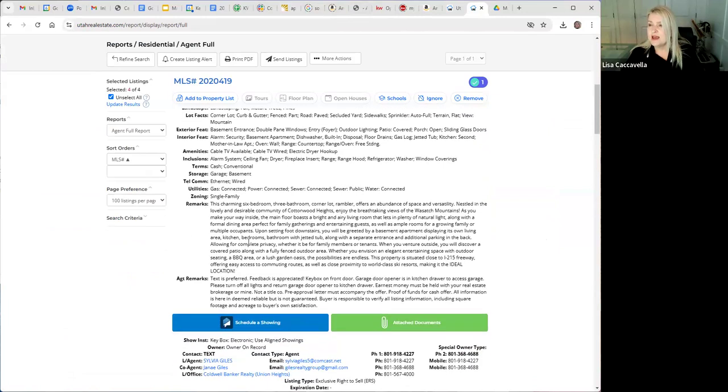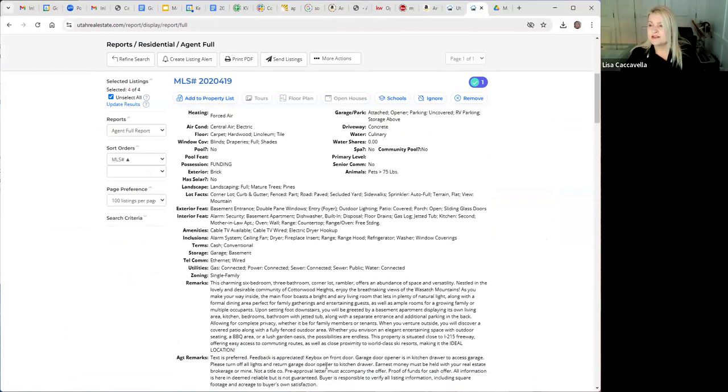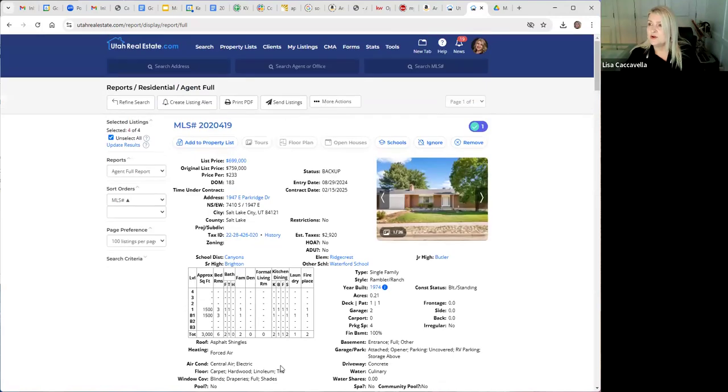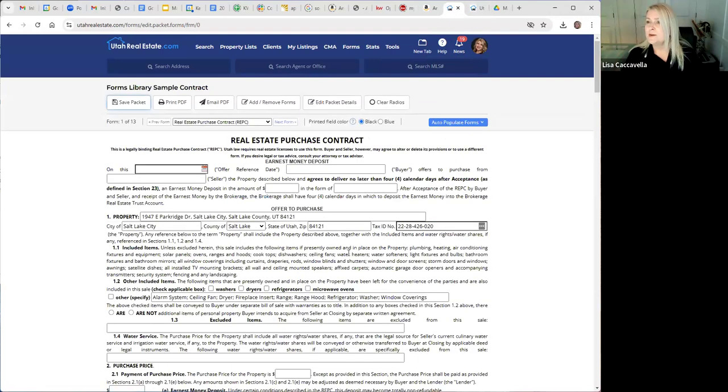Okay, and then you're going to look at the remarks and the agent remarks to see if there is anything special that they are putting in here. For instance, this one says earnest money must be held with your real estate brokerage or mine, not a title company. So that's one addenda that I did not put over here to look at, but we're with KW, which is awesome. So we're going to put it with our brokerage. But when you're accepting an offer, that's something you need to be aware of. Let's go to the contract and I will tell you a little bit more why.